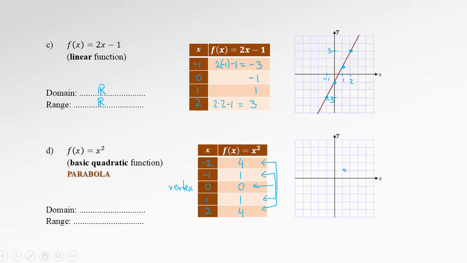Let's plot those points. (-2, 4) is here. (-1, 1) over there. Then (0, 0), (1, 1) here, and (2, 4) again over there. So we need to connect these points. But this time we are not using any ruler because a parabola has no linear parts. What we need to do is nicely and smoothly connect those points just by hand. Okay? That's how the shape should look.